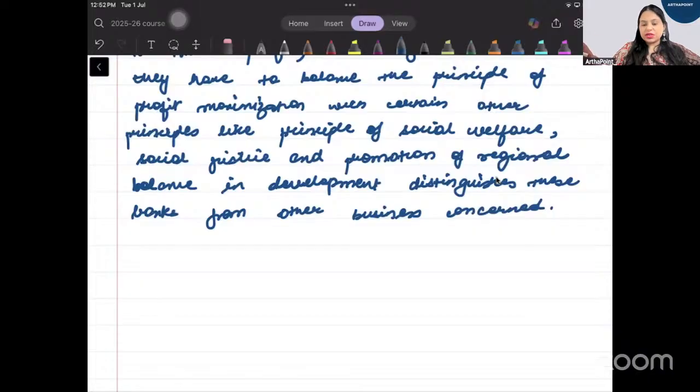आई होप दिस इज क्लियर। तो ये नहीं है कि बाकी बिजनेस का सोशल वेलफेयर दिमाग में नहीं है, वो भी सोशल वेलफेयर करते होंगे, बट आइडियली ऐसा दिमाग में आता है कि इनका काम ज्यादातर सोशल वेलफेयर ही होगा। Although they are for profit, they have to just maintain these principles in mind.